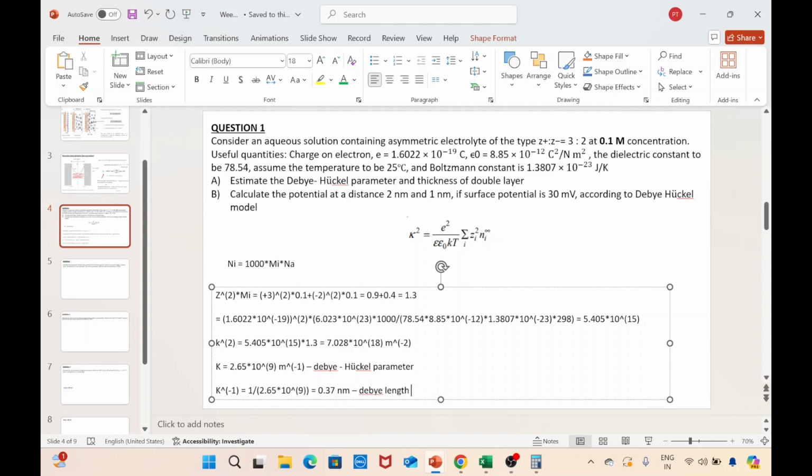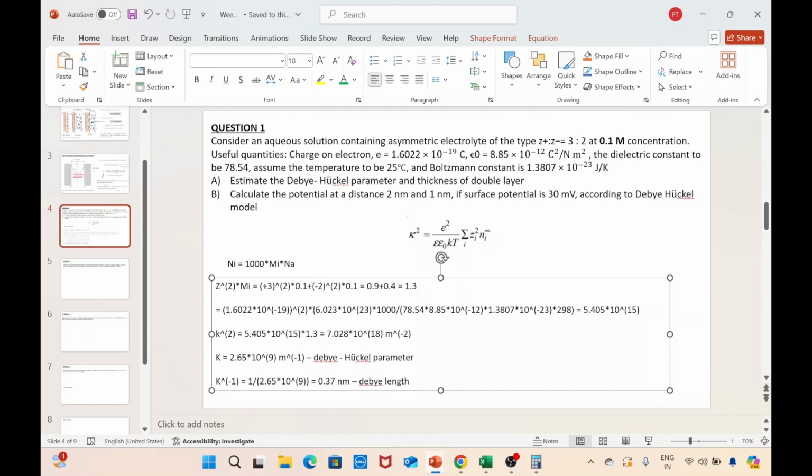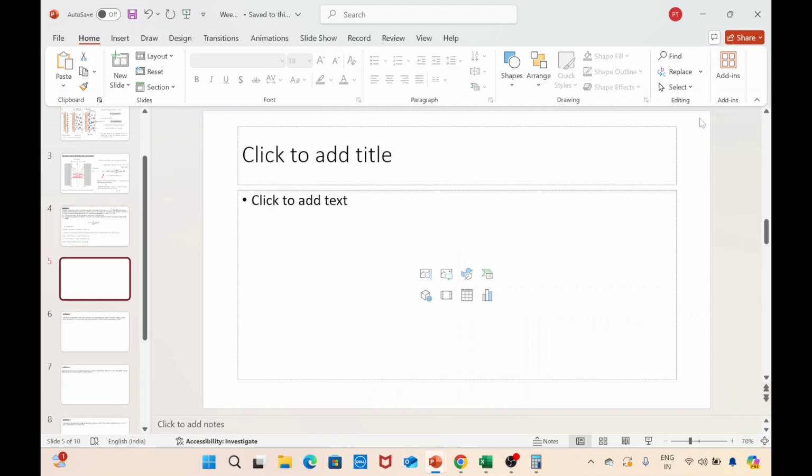Now we are asked to calculate the potential at a distance of 2 nanometers and 1 nanometer, and they are saying that the surface potential is 30 millivolt, and to calculate this according to the Debye-Huckel model. So let me go to the next slide.